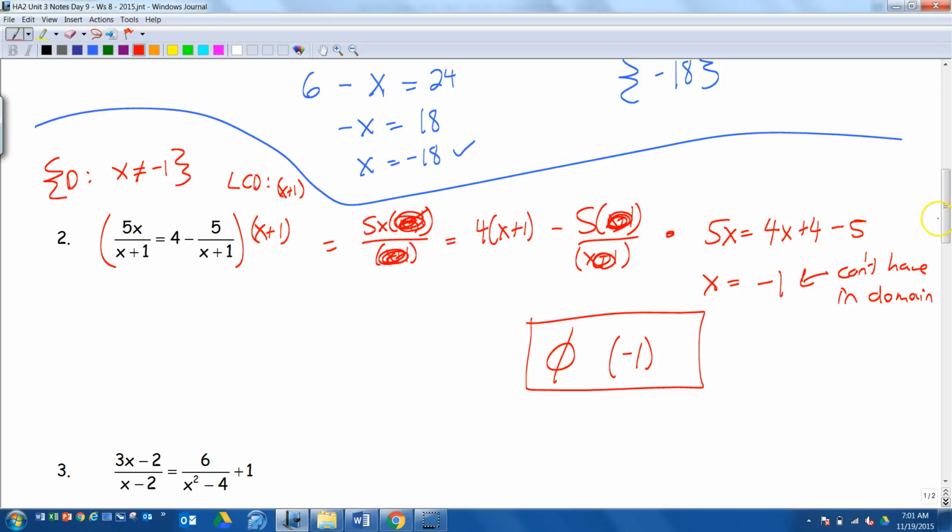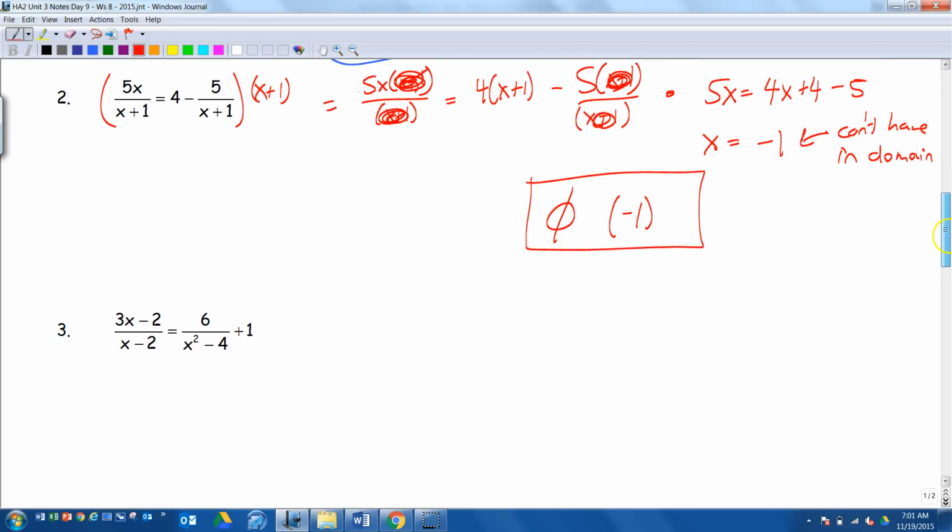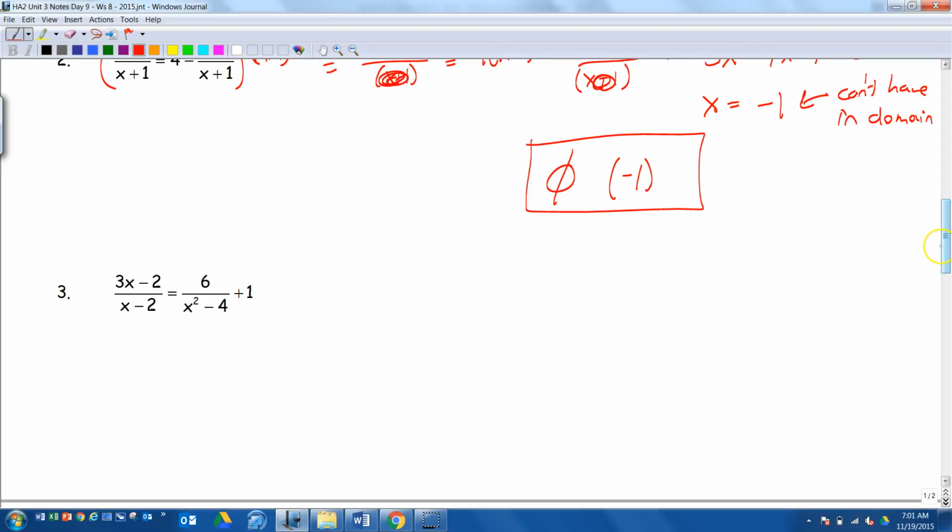Alright, so that's what happens when it's in the domain, or it's a restriction. So you have to be careful with that. Remember to factor to see what your LCD is, and also to see your domain restriction.